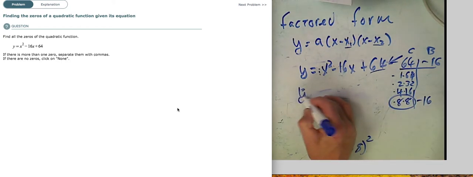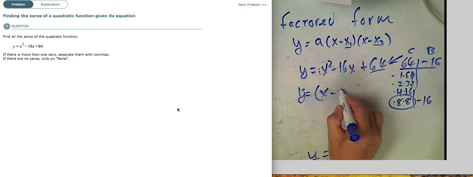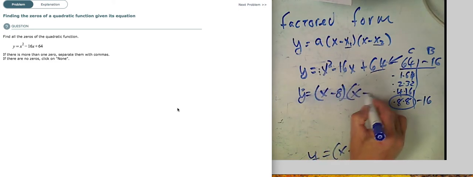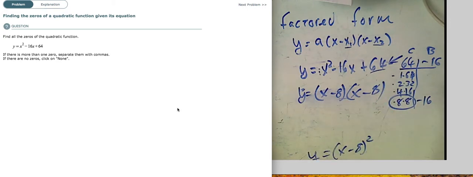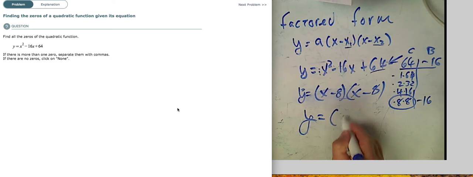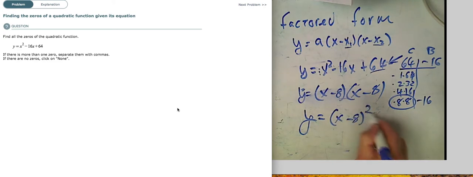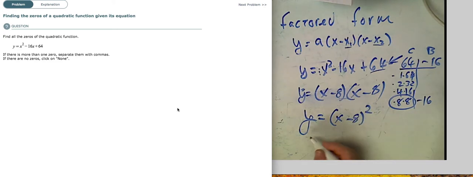Because a is 1, I can skip to the finish and say x minus 8 times x minus 8, which will factor as x minus 8 squared. And then my zeros are just going to be this positive 8. X is going to equal positive 8. It's always kind of the opposite of what it looks like.